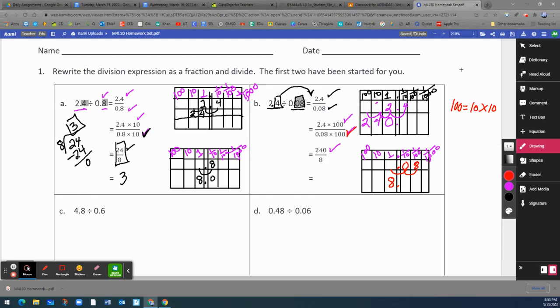Now we're going to divide 240 by 8. So the 8 goes into the 24 3 times. 3 times 8 equals 24. The remainder is 0. We lower that 0 and we ask ourselves how many groups of 8 can you make out of 0? And the answer is 0. So now the answer is 30.